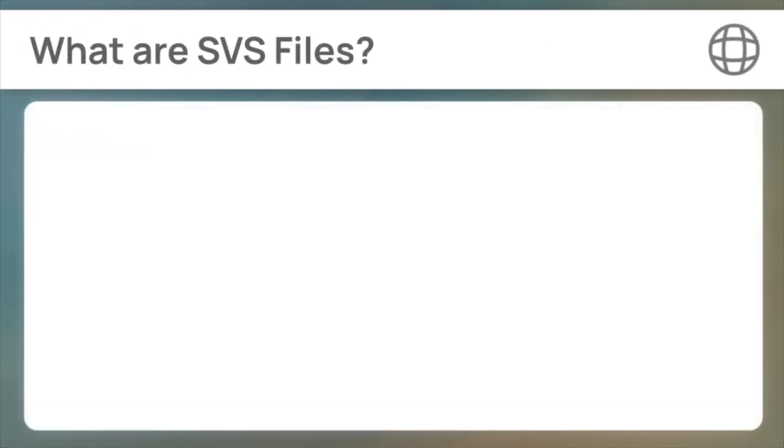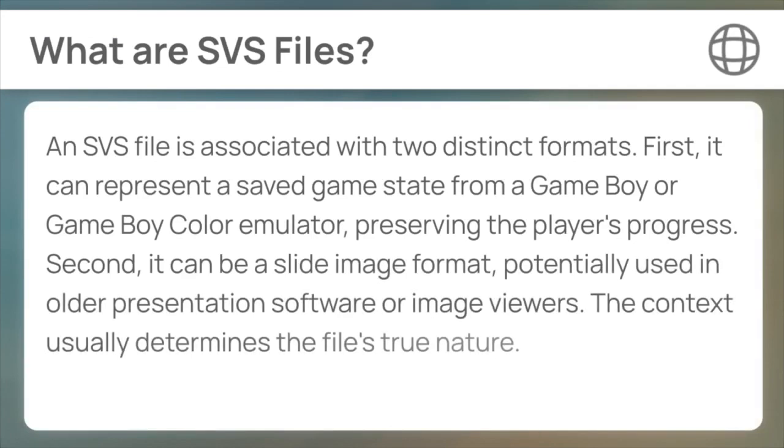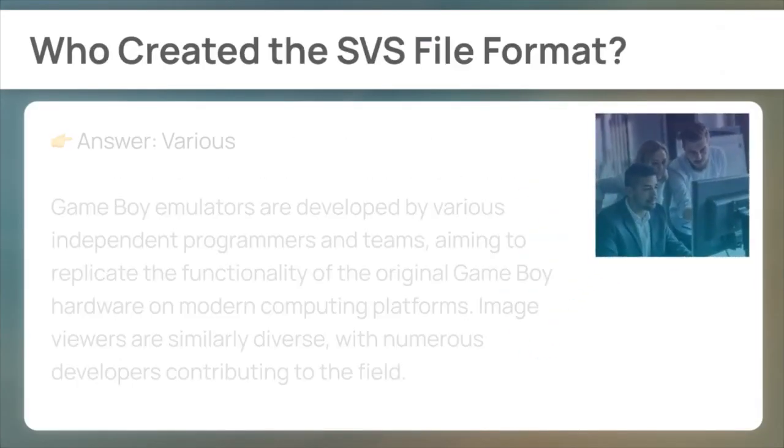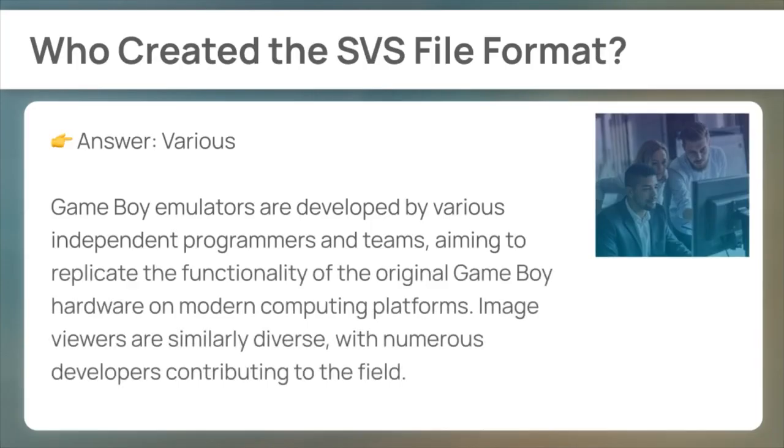An SVS file is associated with two distinct formats. First, it can represent a saved game state from a Game Boy or Game Boy Color emulator, preserving the player's progress. Second, it can be a slide image format, potentially used in older presentation software or image viewers. The context usually determines the file's true nature.